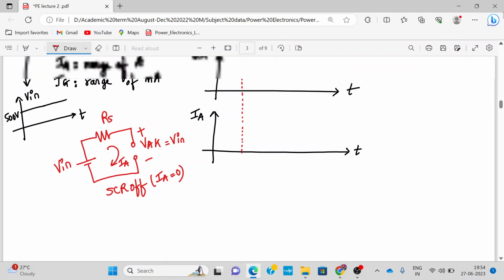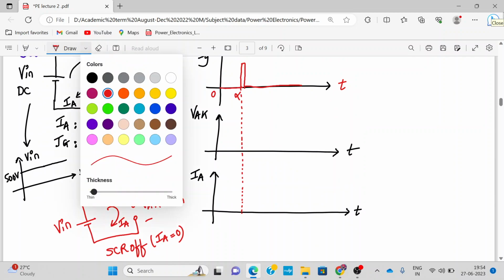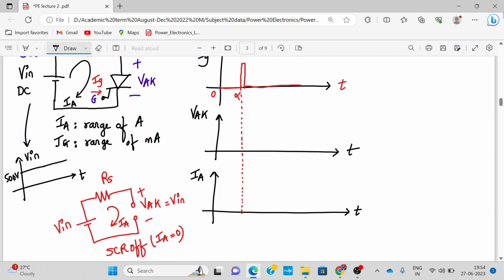So from 0 to alpha, that means until we have applied the trigger pulse, what about the waveform over here? Let me draw it. The signal over here will be constant equal to V in. So this is 500 volt. And the current will be 0. Let me draw the current in blue color. So the current will be 0 till alpha.